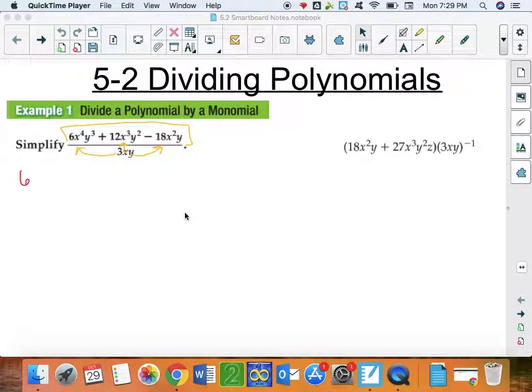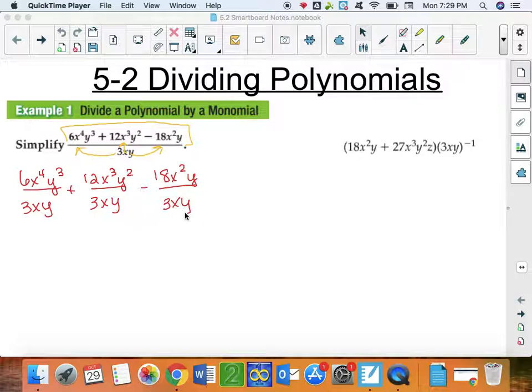So let's go ahead and separate these so we can see what this will look like simplified. And then you'll do what you already know how to do and simplify each monomial here separately. So I can simplify this 6 over 3, which is going to become a 2. And this is x to the first and y to the first. So I'll go ahead and put that there.